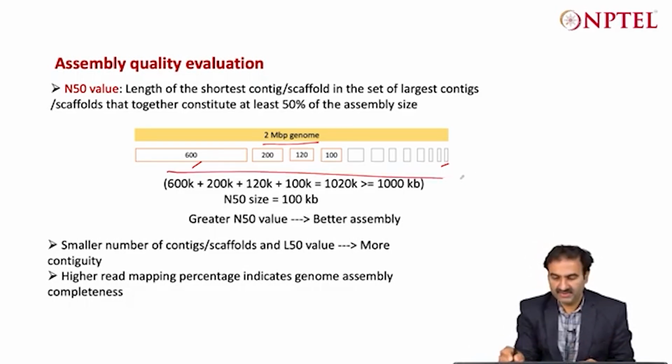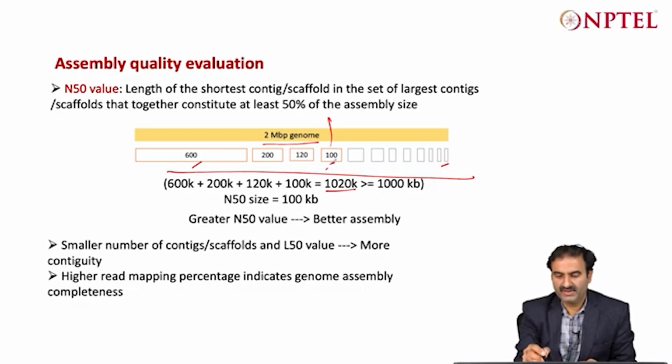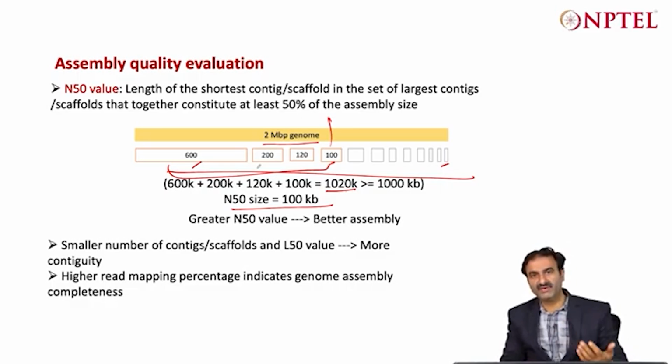If you see this picture, halfway is somewhere here. Based on the total assembly size, which was this number, half, up to 100, is basically a median point where it represents at least half of my assembly. So N50 in this case will be 100 kb. And the greater this value, the better, because if I had got a value of 200, then I would have only 2 pieces of the total contigs or scaffolds that you have, and that means a better quality assembly. So the higher this N50 value, the better.